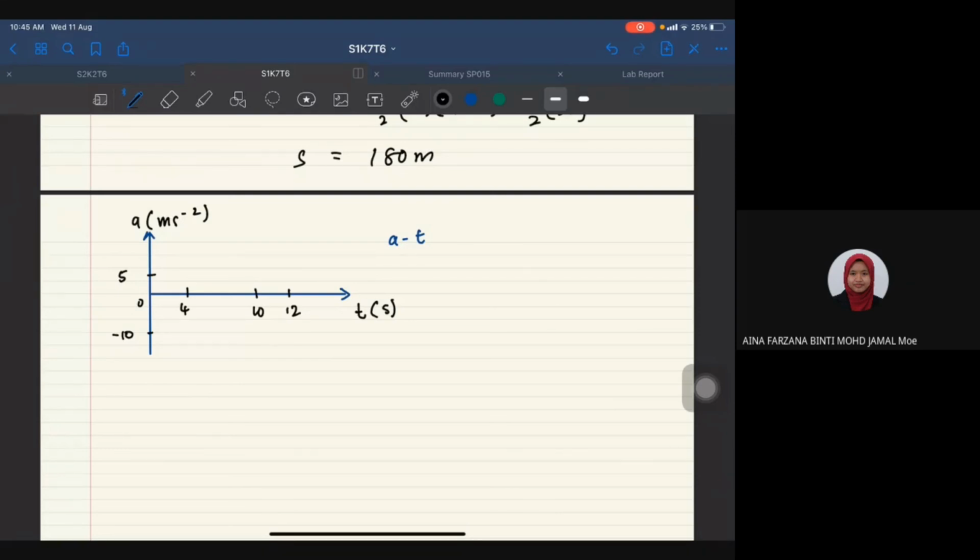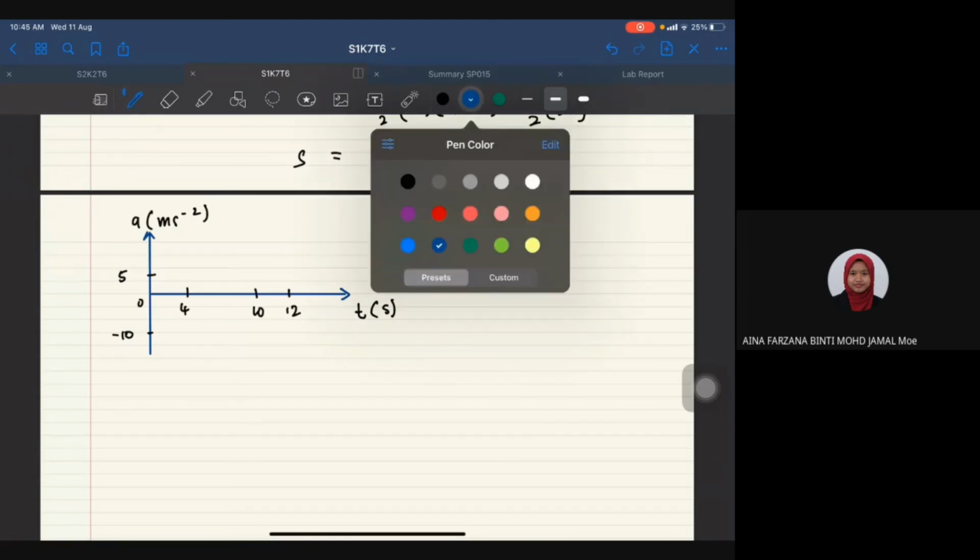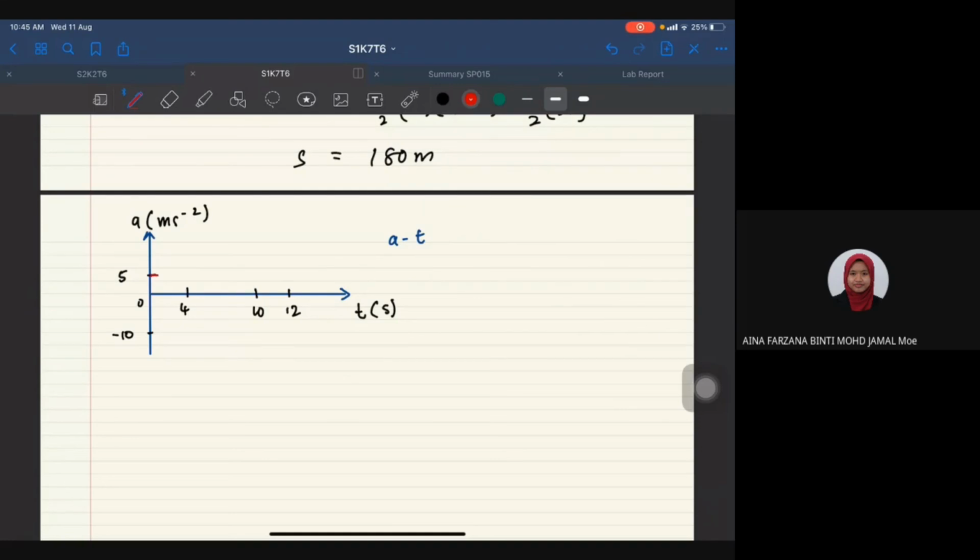Scale tu biasanya dia boleh pejam mata, fizik. So sebab dia suruh lakar, tapi jangan letak masuk akal. Okay, 5 and negative 10. Okay, good. So it will be 0 to 4, 5, so straight line je. 4 to 10 tu dia constant velocity, acceleration equals to 0. And then the last part tu adalah negative 10 macam tu.